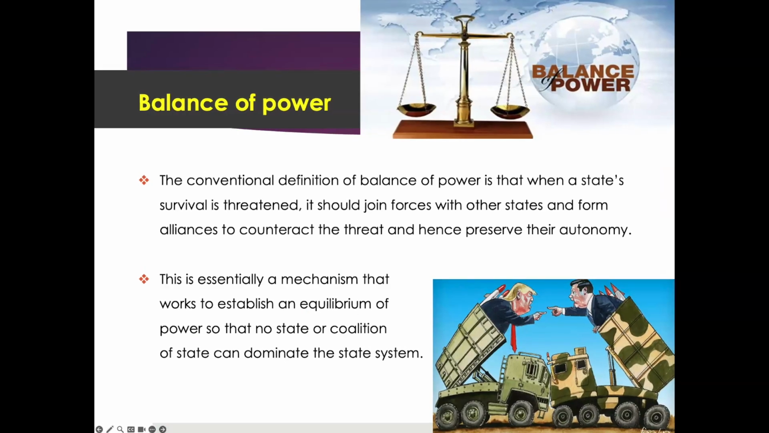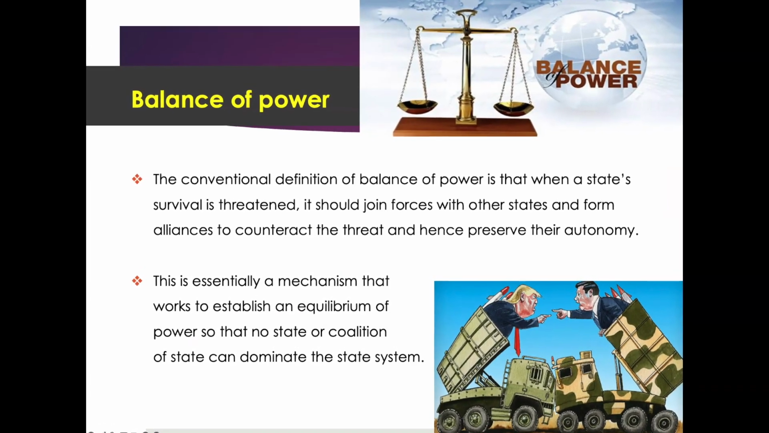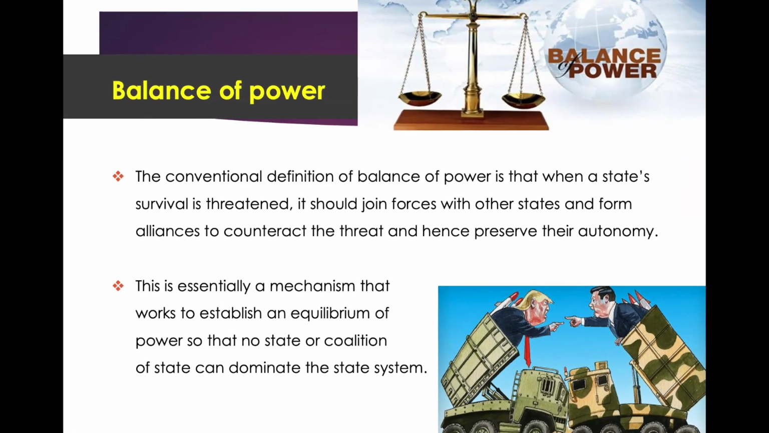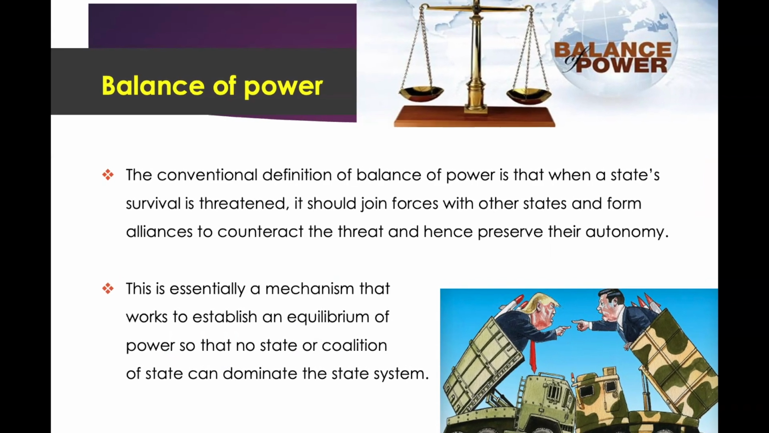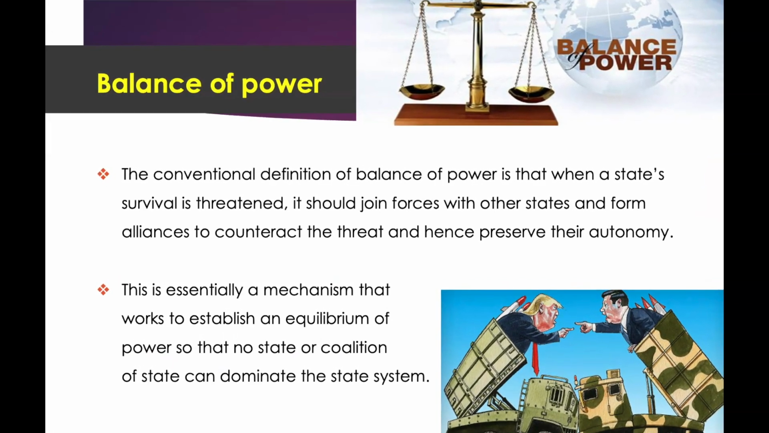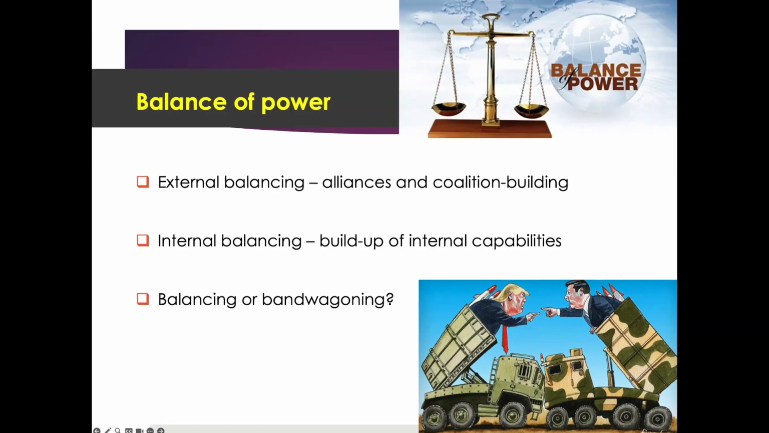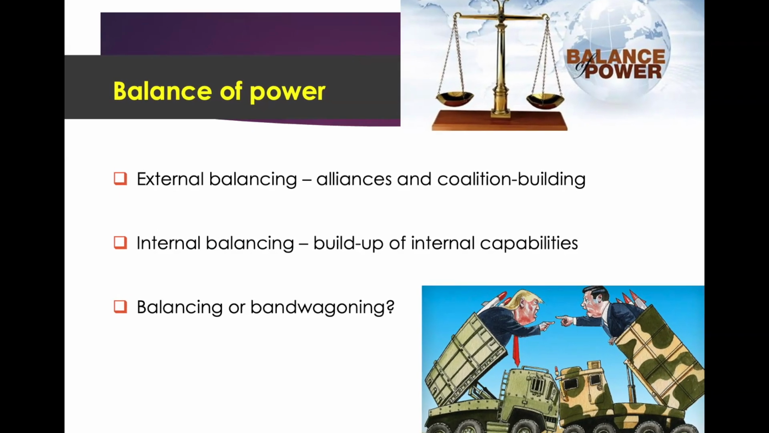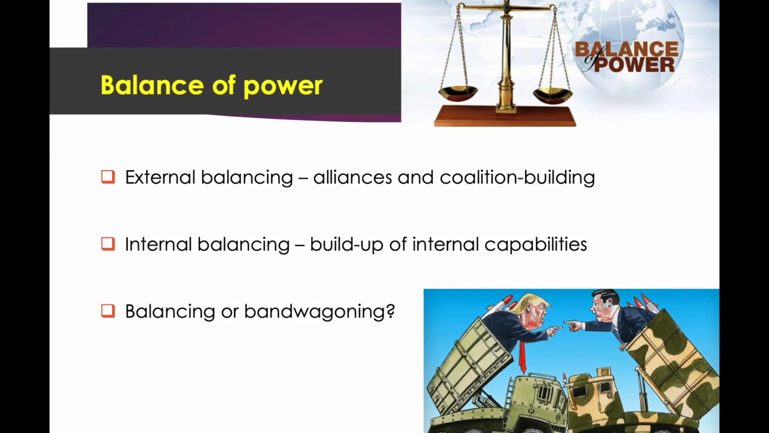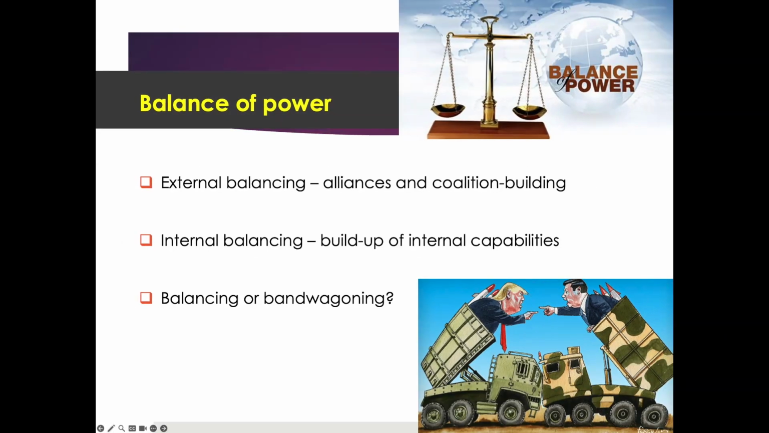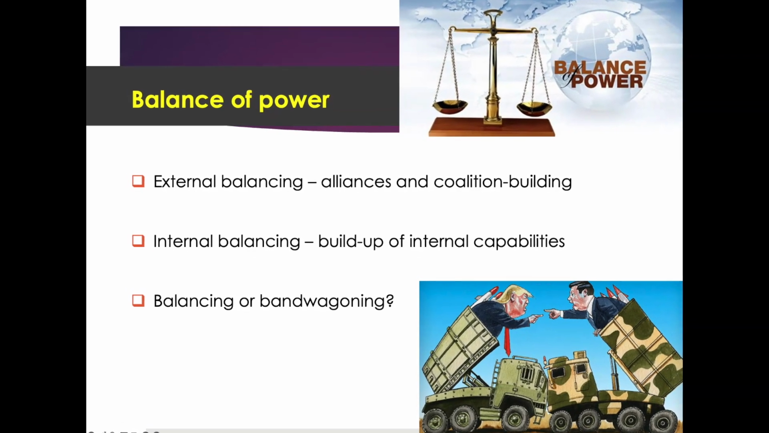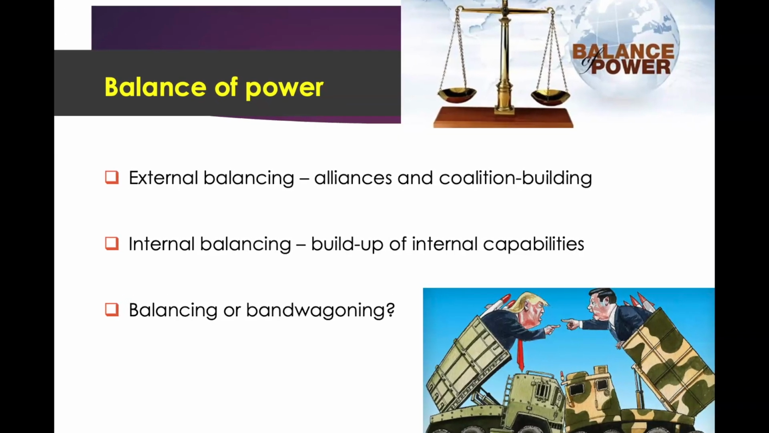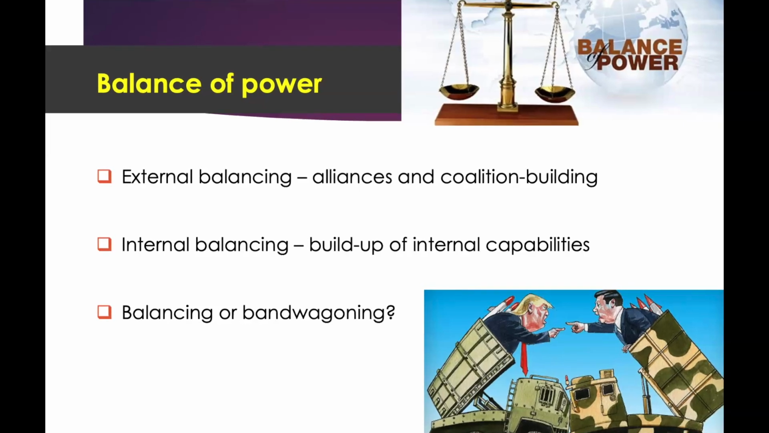Balance of power. Yes, when survival is threatened, states form alliances to counter threats and maintain equilibrium or balance. The goal is to prevent any state or coalition from dominating the system. And then we have different forms of balancing. States can balance by building internal capabilities, or internal balancing, or they can balance by forming alliances and coalitions, that is external balancing. Alternatively, they can bandwagon, that is align with a stronger power instead of opposing it. And that's that.